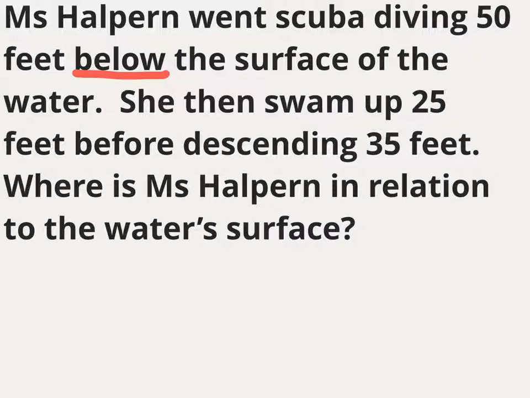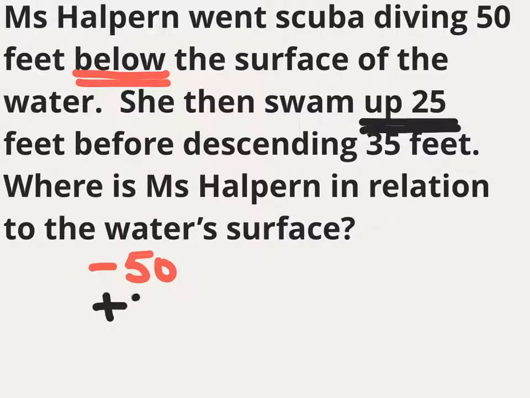Miss Halpern went scuba diving 50 feet below the surface of the water. Below would be negative. It's the opposite of above, which would be positive. So if she's 50 feet below, she's at negative 50. She then swam up 25 feet. Up would be positive. Up 25. Before she then descended 35 feet. Descending would be opposite of ascending. Ascending means to go up, descending means to go down.